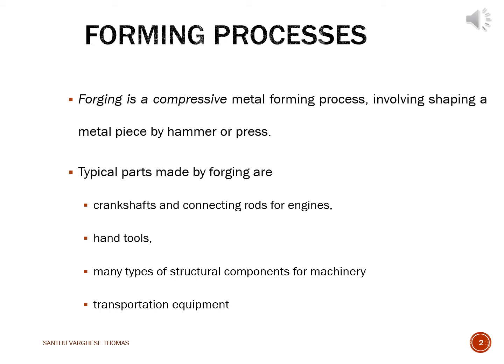What are the main uses of forging process, or what are the typical parts that can be made by forging process? Forging process are used to make crankshaft and connecting rods for engines. They are used to make hand tools. They are used to make many structural components for machineries, and it is also used for making transportation equipments.